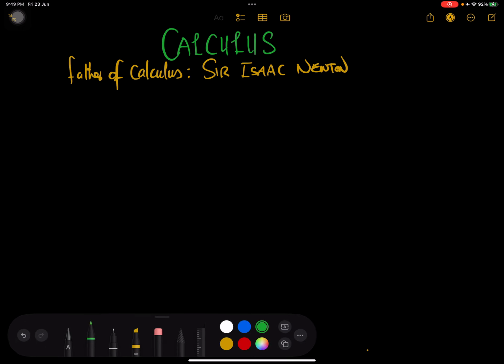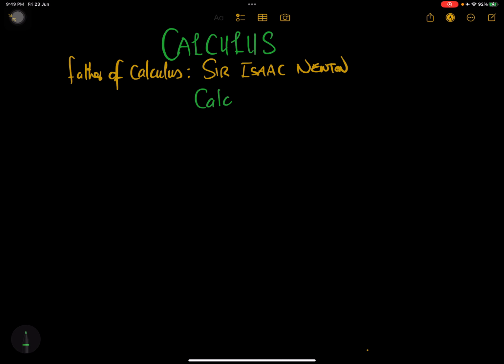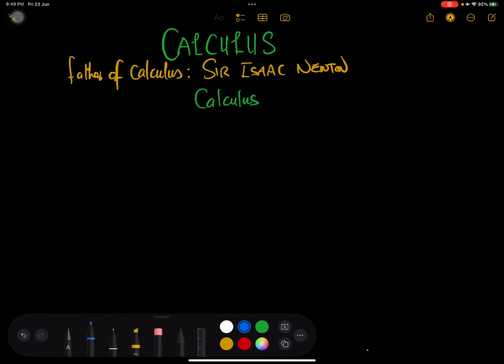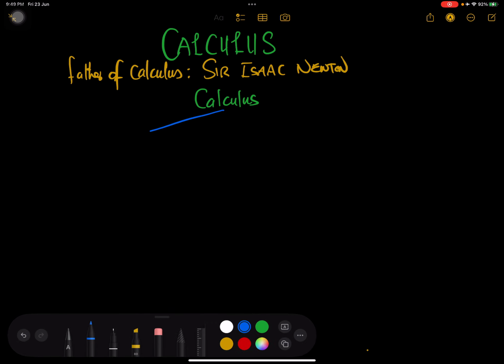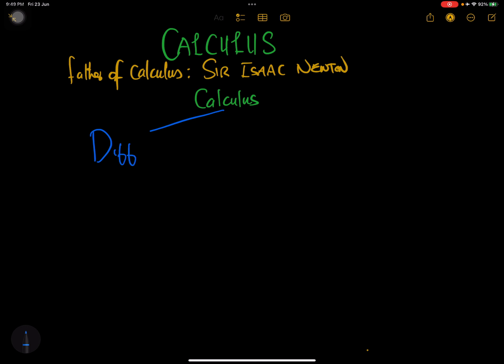Calculus can be broken down into two categories. We have differentiation as one category, and then the other part is integration.